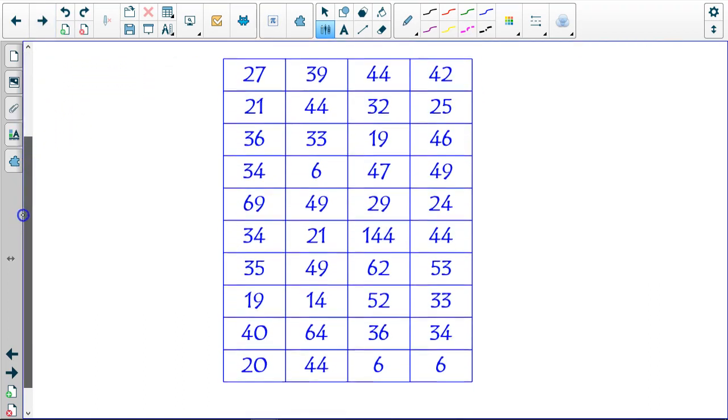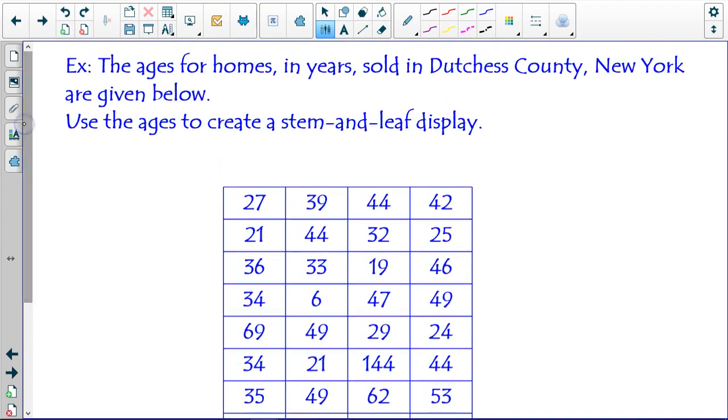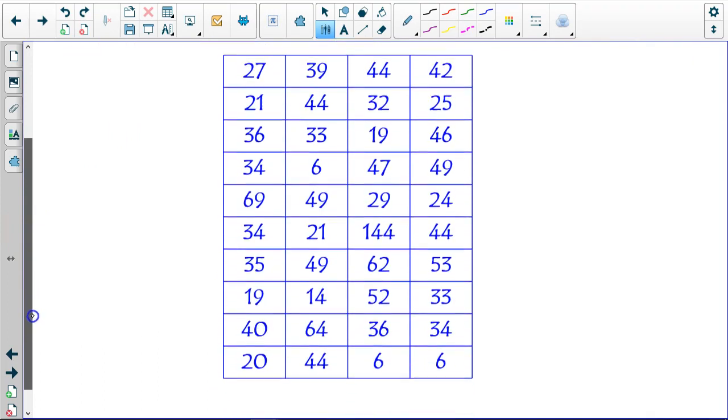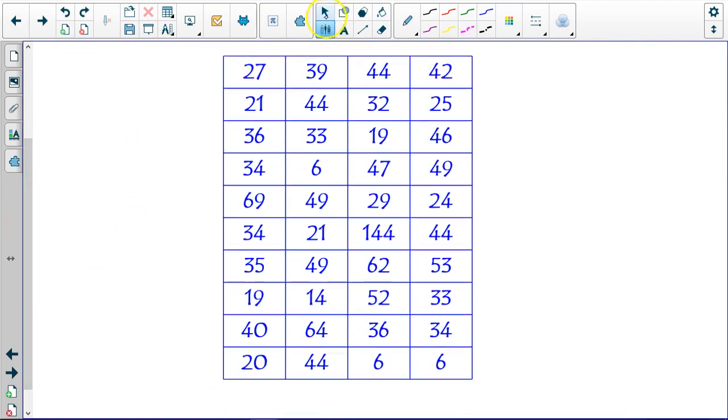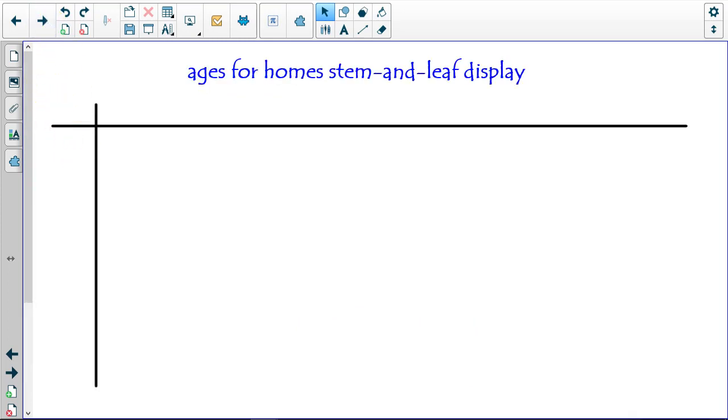I did the first one with you. Okay. The ages for homes and years sold in Dutchess County, New York are given below. Use the ages to create a stem and leaf display. And yes, organizing it takes a little bit of time, but as you saw, I think it does help you, right? Let's go ahead and do that. All right, if you look at this, it looks like the least amount of years is 6, right? 6 years old, and the highest value is 144. So that means you should have started with 0, right?